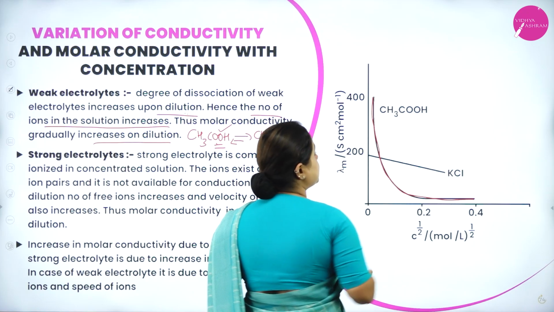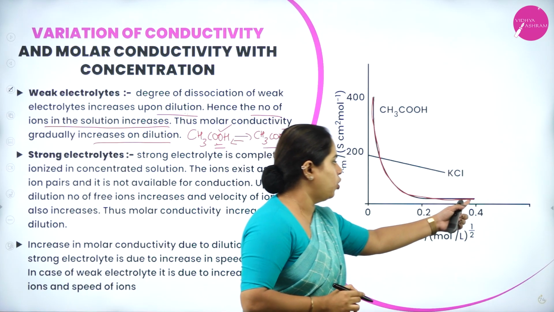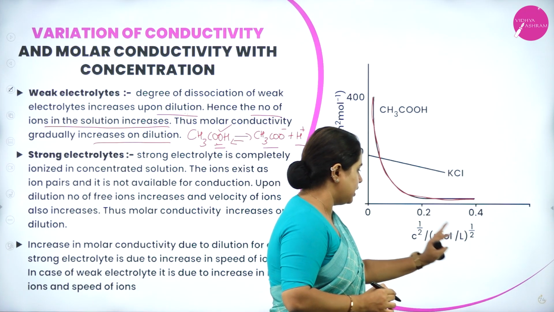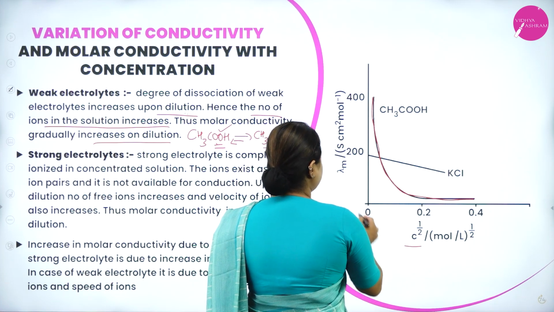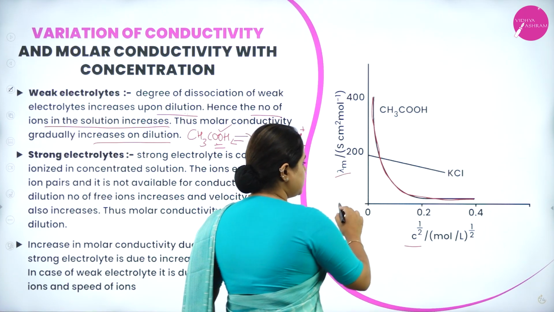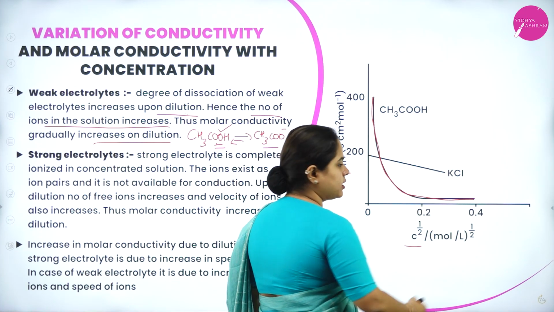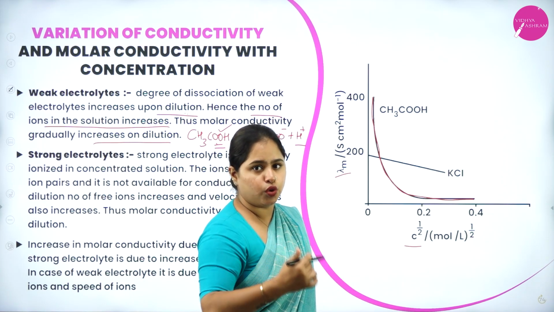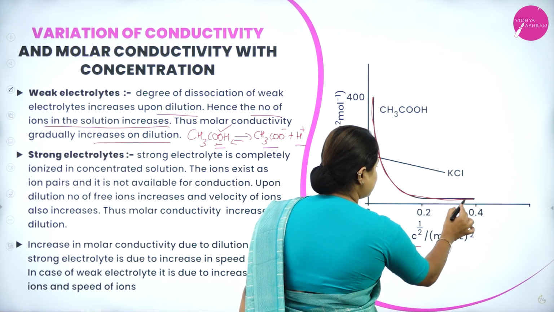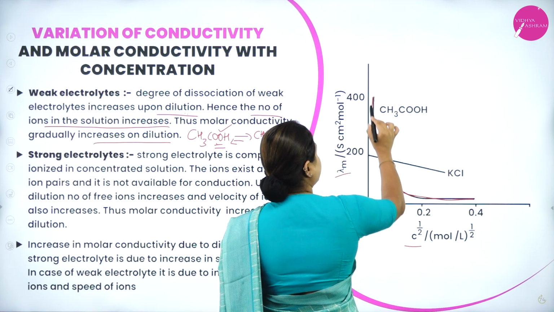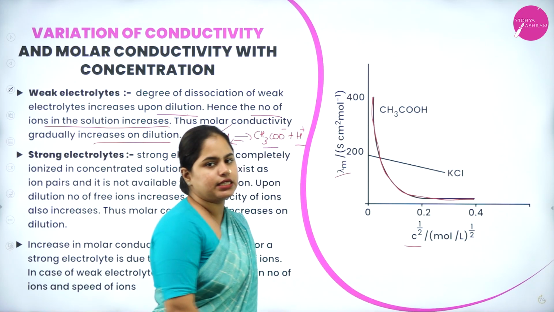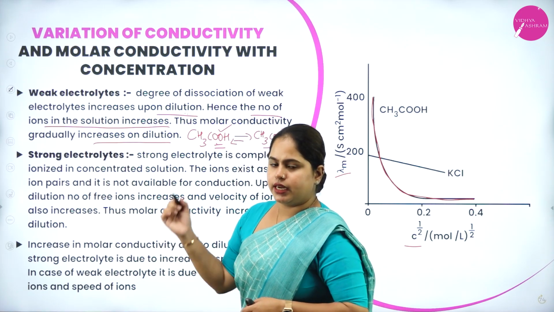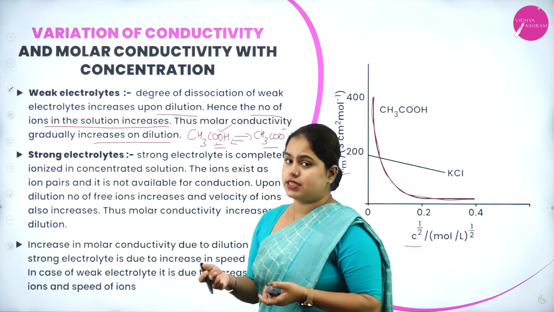It is going to be a steep increase, which you can see slowly. As you see, this is a graph between concentration and molar conductivity. This way the concentration is going to increase. This way the concentration is going to decrease, or else I can also say dilution is going to increase. So when dilution is increasing, what is happening to the molar conductivity? It is increasing for a weak electrolyte, and the reason is clear, because the number of ions is increasing.